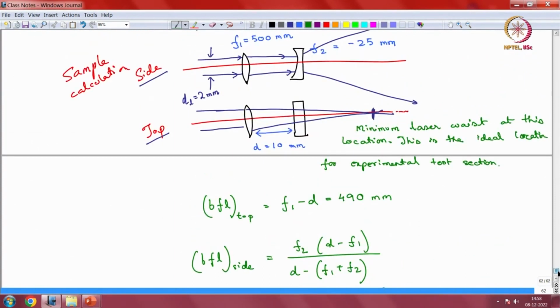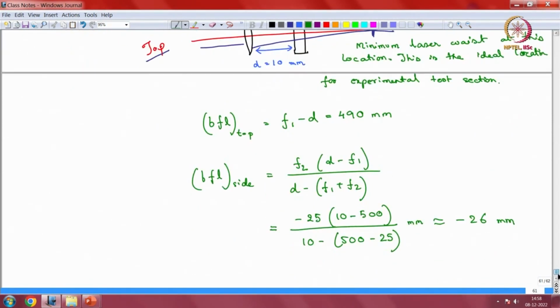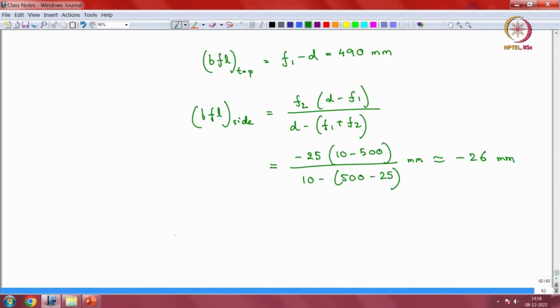Which means if we are to interpret this in the above diagram, these rays actually form a virtual image at a distance of minus 26 millimeters from the second lens, right. So now if I were to combine these two into one image, both these diagrams.